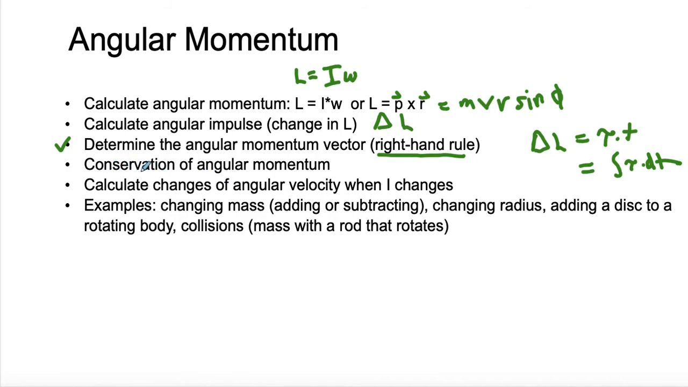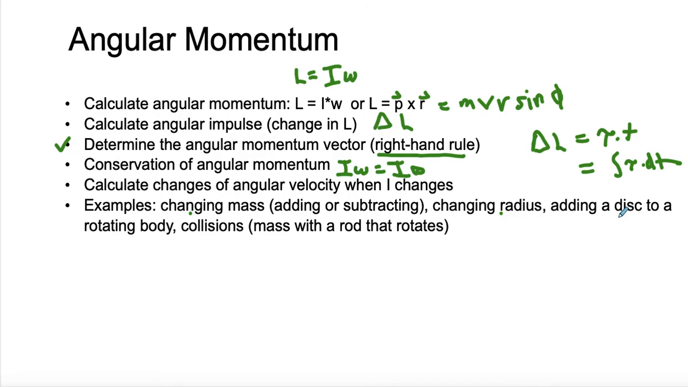And then conservation of angular momentum is a very common thing. And usually you would use I omega equals I omega to use conservation. Your I may change in a situation, and you can calculate that. So calculate changes in angular velocity. So that's your omega when I changes. So examples, you could change the mass. Maybe you add mass or take away mass. You can change the radius. Maybe you bring in your arms or you put out your arms.